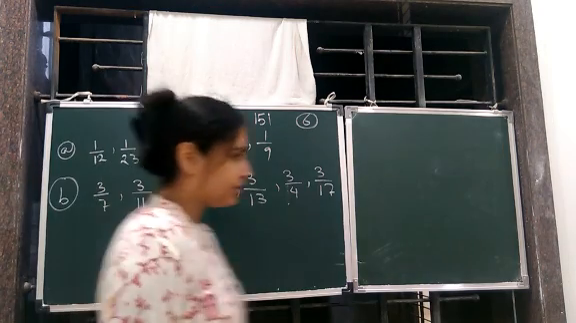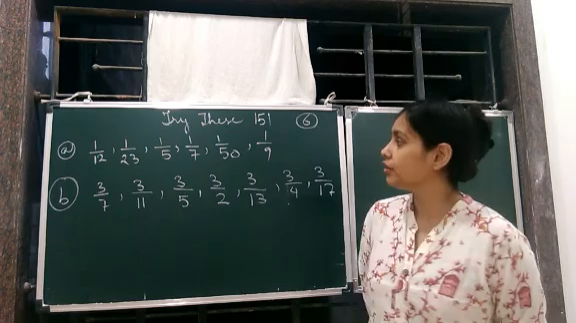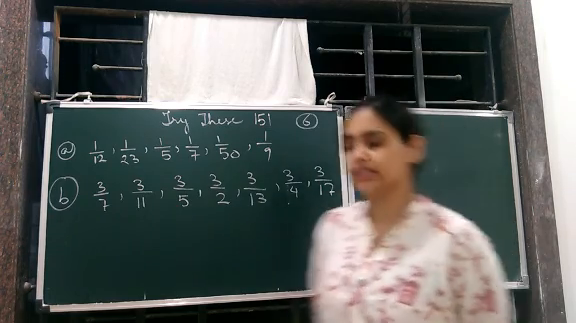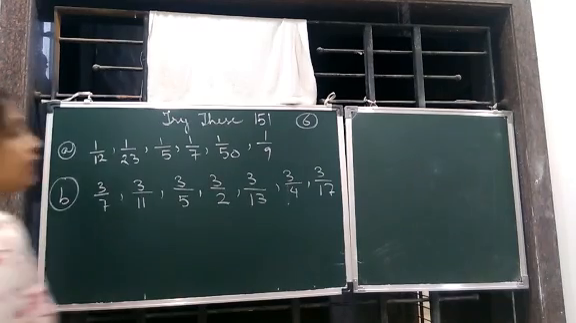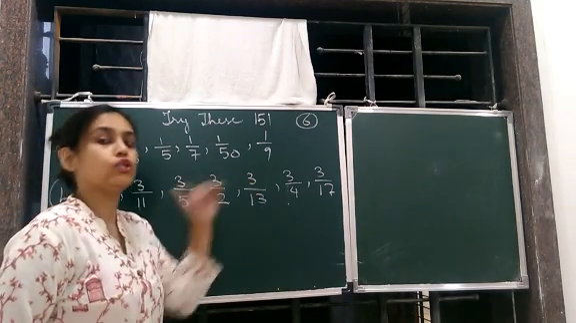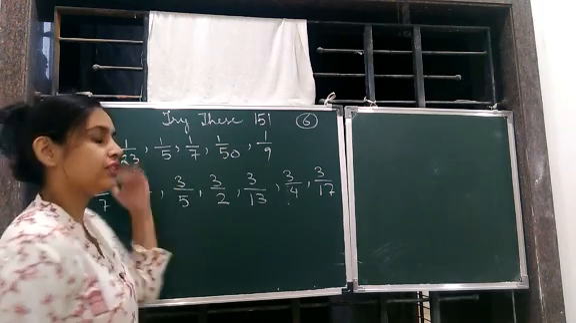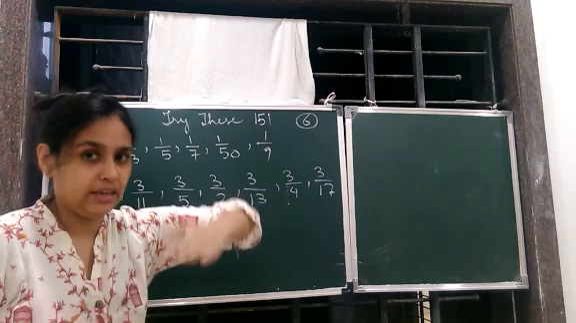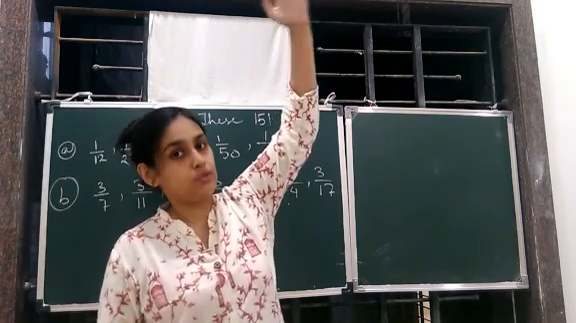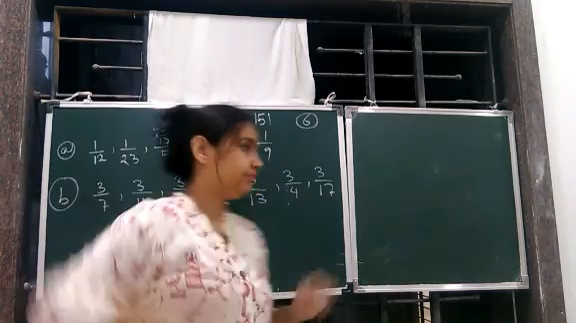First the denominators were same, second the numerators were same. So here the numerators are same. When the numerators are same, we compare the denominators, but here it is ulta. The fraction with the smaller denominator is big, and the fraction with the bigger denominator is small. That is, bigger becomes small and small becomes bigger.